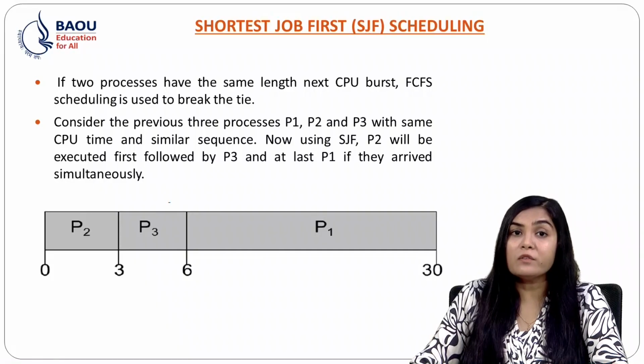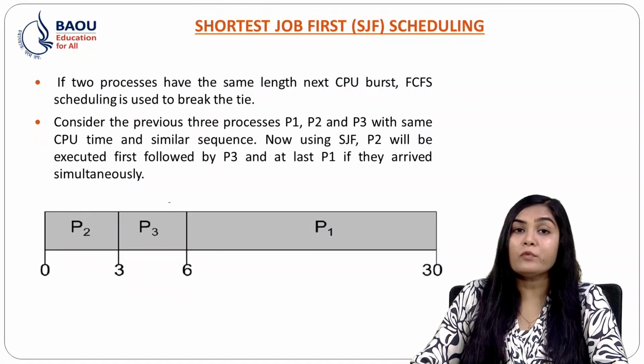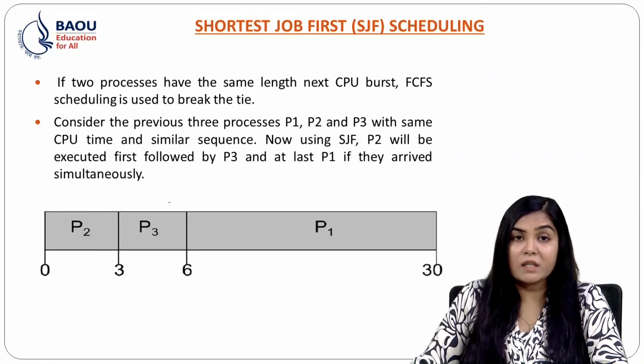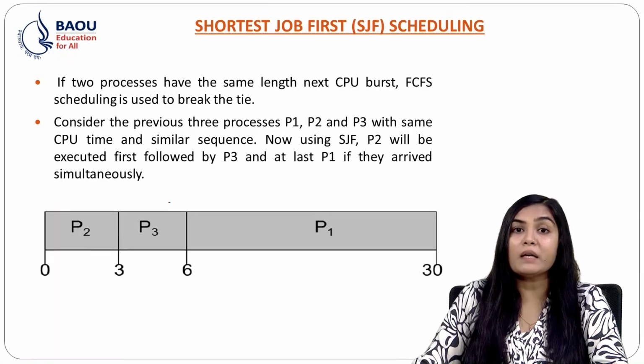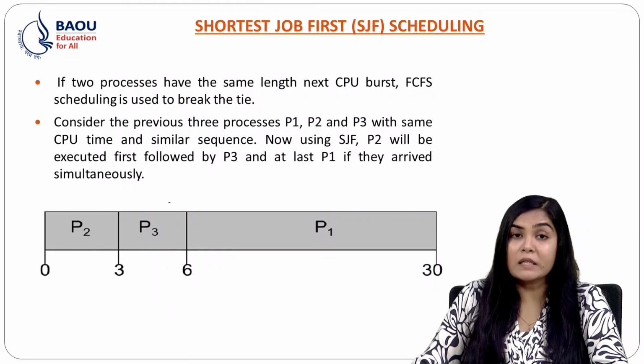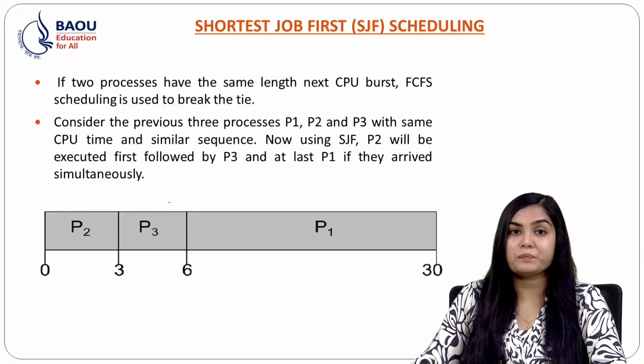As you can observe in the diagram, the waiting time for process P2 has become 0, reducing the average waiting time to 17 divided by 3, and the average completion time is 13, meaning 3 plus 6 plus 30 divided by 3. However, it is worth noting that SJF is optimal only for simultaneously available jobs.